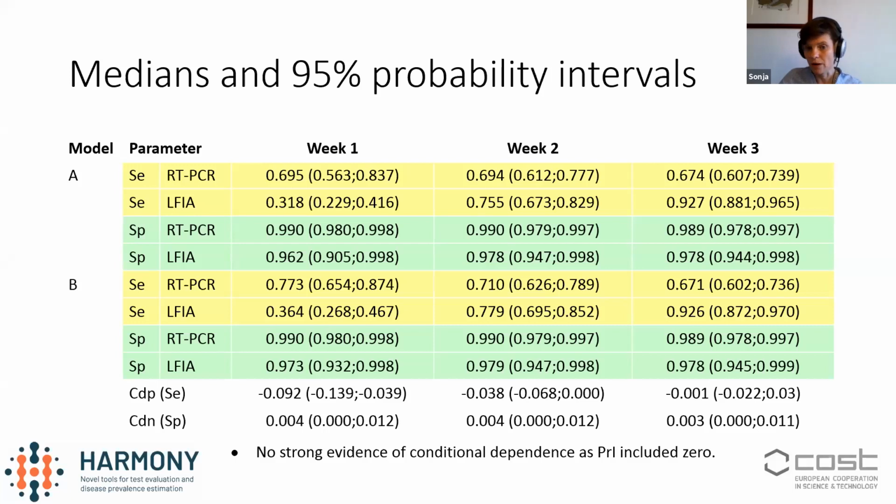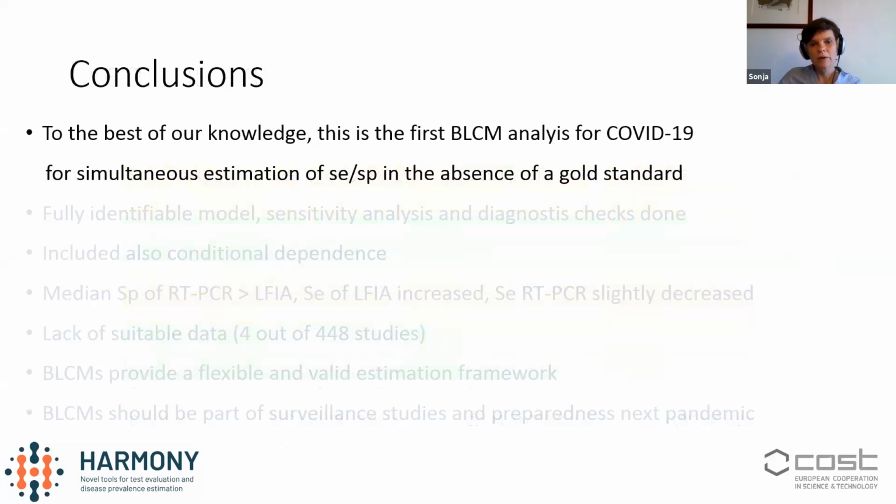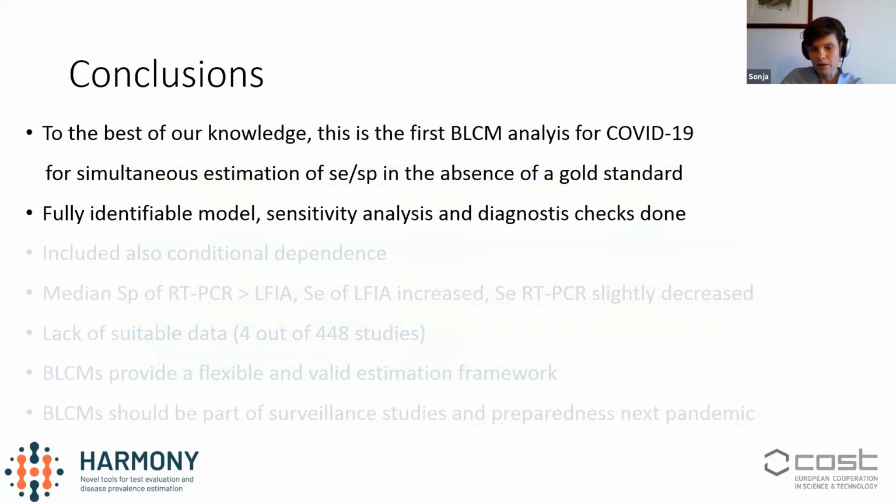and we could stick to model A. So as a conclusion, to the best of our knowledge, this is the first time a Bayesian latent class model analysis was done for COVID-19 for the simultaneous estimation of sensitivity and specificity in the absence of a gold standard. Our model, like with the 4 populations, 2 tests, was a fully identifiable model.